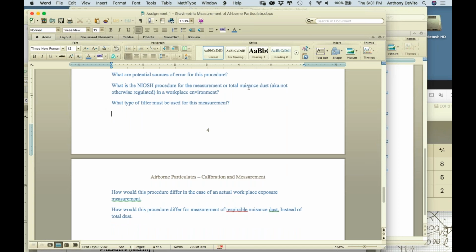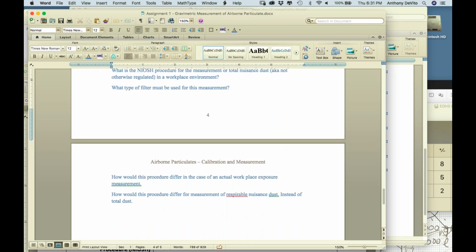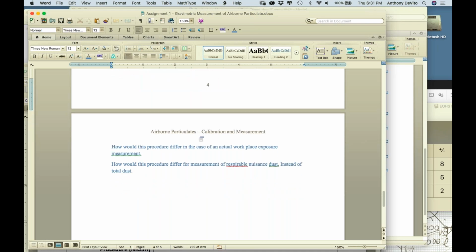What is the NIOSH procedure for total nuisance dust? In other words, a couple of questions here. How does the NIOSH 500 procedure differ from what we did? In other words, what you would have been doing for an actual worker. How would the procedure differ if we were doing this for respirable dust instead of just total dust?